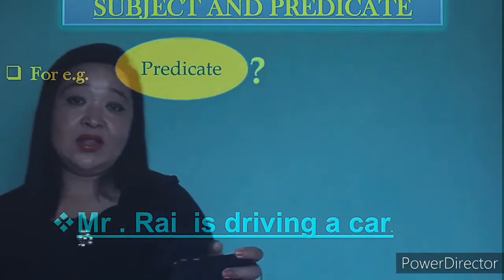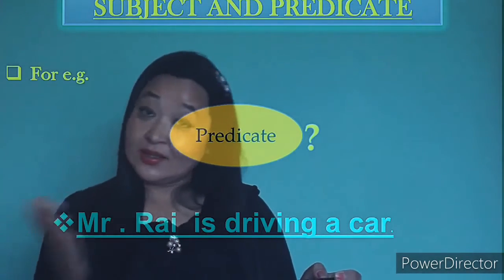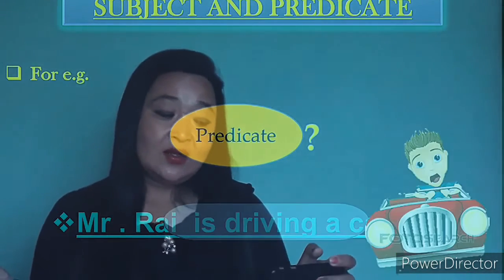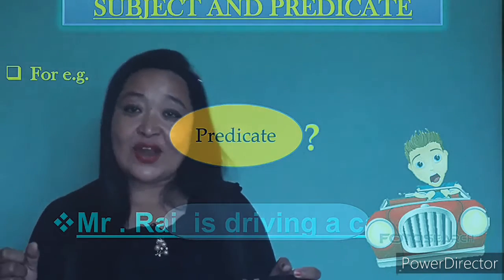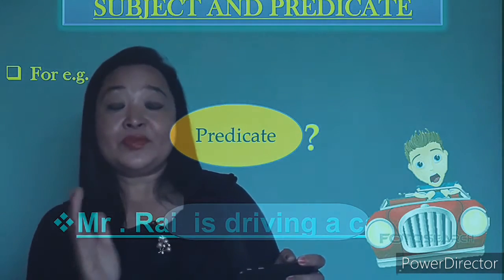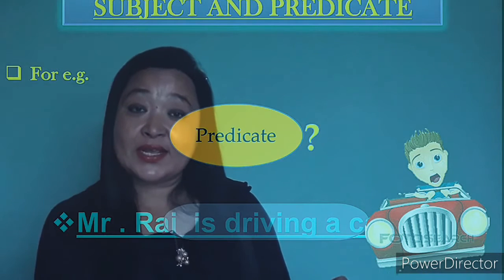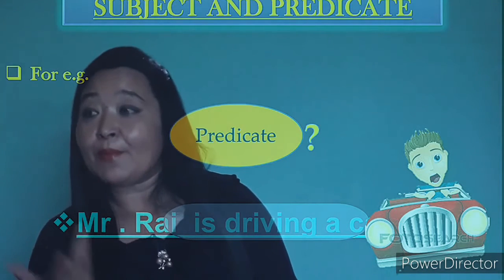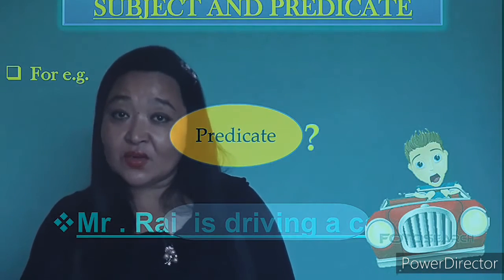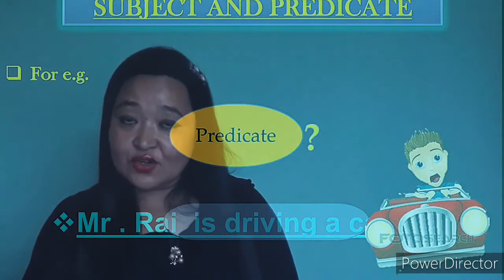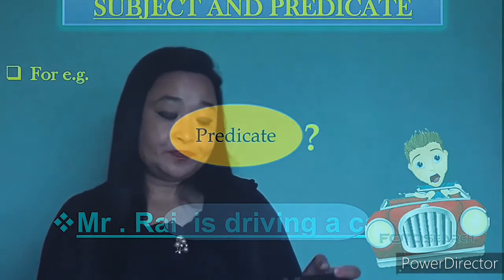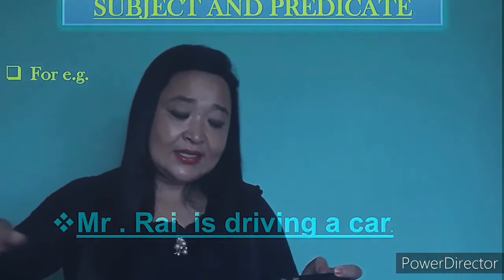Then, what is the predicate? Well, the predicate is driving a car. Is driving a car is the predicate because it tells us something about Mr. Rai, the subject. What is he doing? He is driving a car. So, in the sentence as a whole, Mr. Rai is the subject and is driving a car is the predicate.